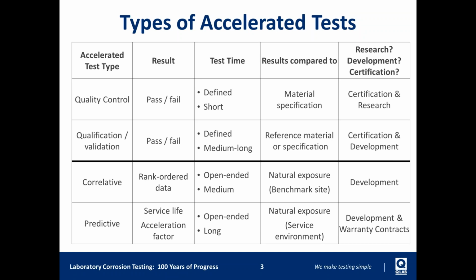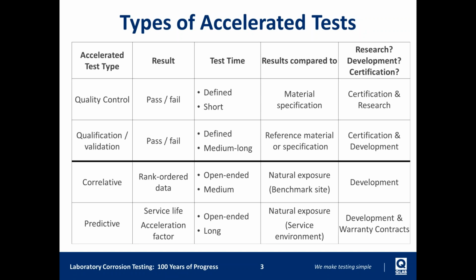And then the last one is predictive testing. Usually when someone's new to accelerated testing, this is really what they're looking for: they want to know if I run this test for 1,000 hours, that's going to translate to X amount of years outdoors. And the problem with this test is that it's very formula specific, and small changes to a formulation can have a big change on this.